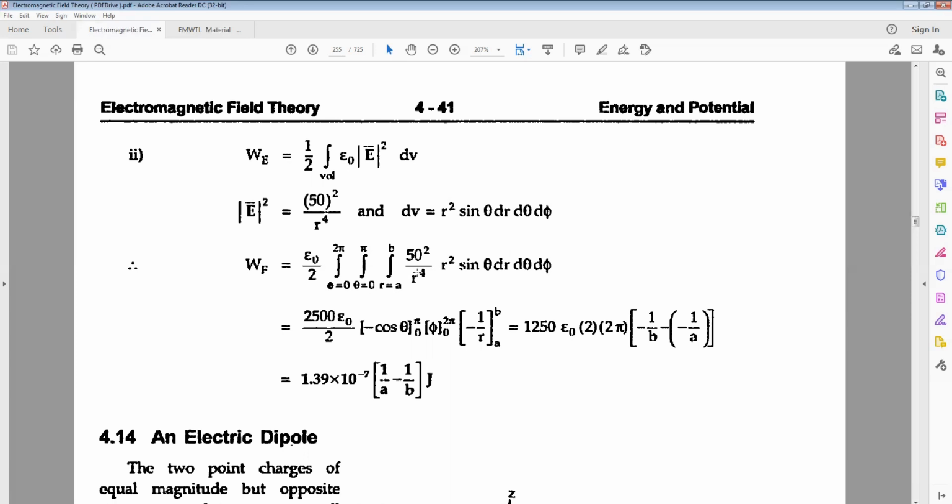Substitute that R square and 1 by R power 4 is there, so 1 by R square, integral will apply, and sine theta gives minus cos theta, and phi is phi. So 1 by R square integrates to minus 1 by R, the upper limit is B and the lower limit is A. Simplify that, we get 1.39 into 10 power minus 7 into 1 by A minus 1 by B joules. Got it, madam?